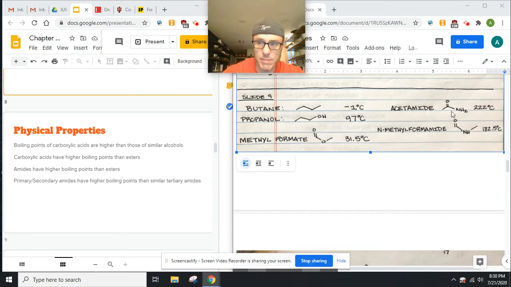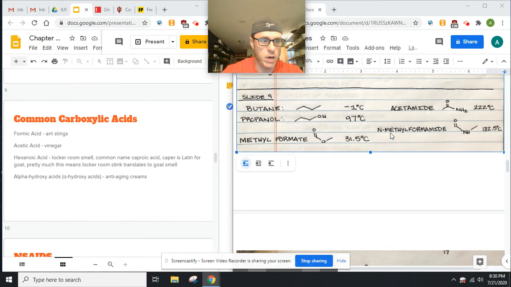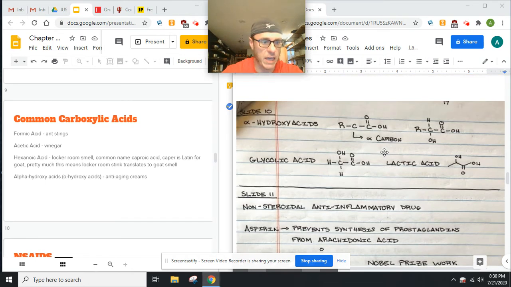But you can see that acetamide and methyl formate, the acetamide boils at a much higher temperature. Once this is a primary amide and this is a secondary amide, you can see the boiling point goes down a little bit. The important thing here is we still have to understand that alkanes have the lowest boiling points of them all. All right, so here's some common carboxylic acids.